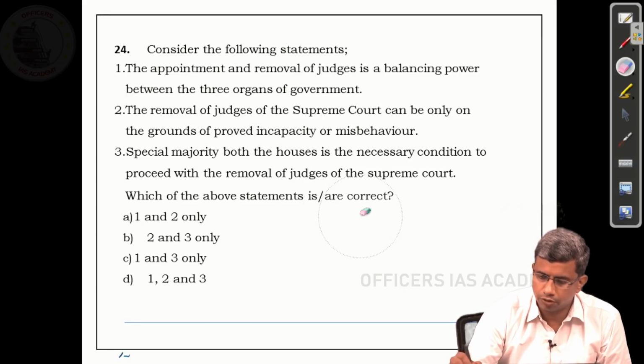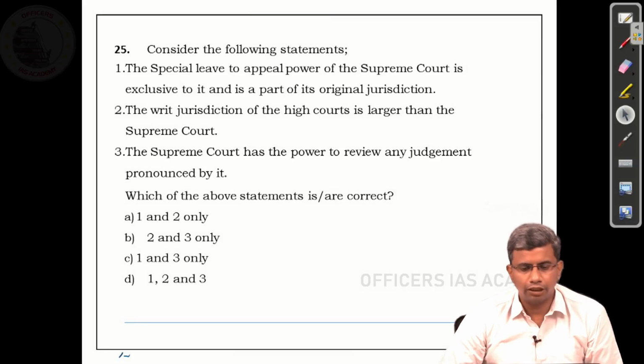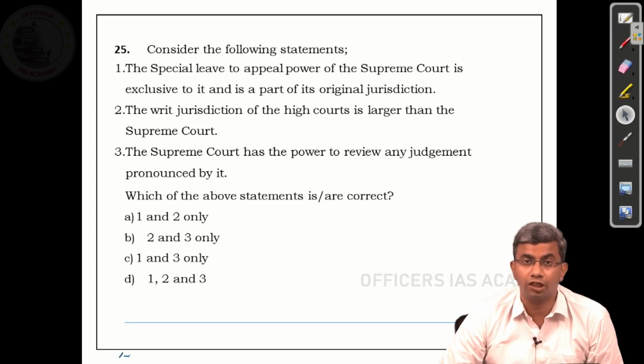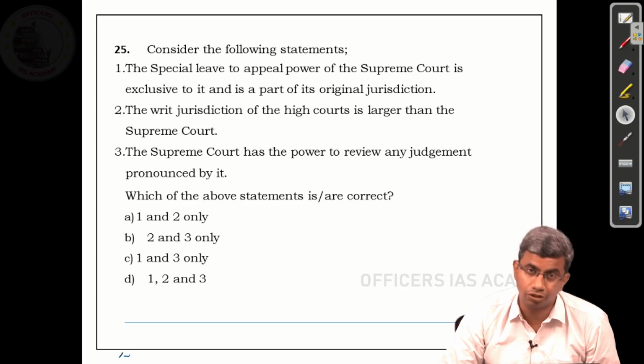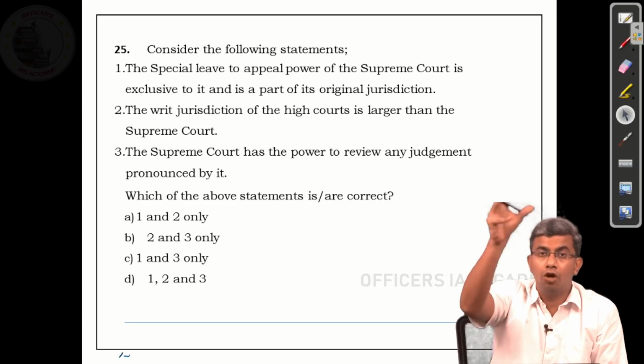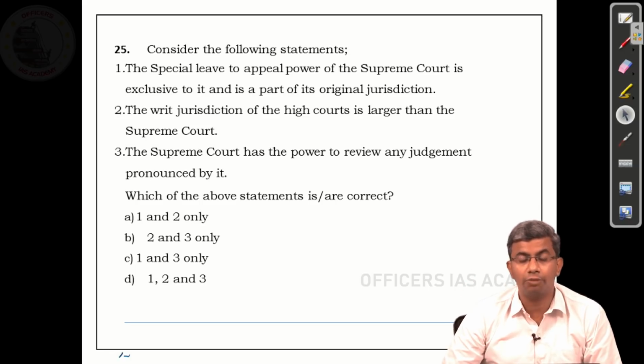Moving on to the next question. Consider the following statements. The special leave to appeal power of the Supreme Court is exclusive to it and is part of original jurisdiction. Of course, the special leave power is exclusive to the Supreme Court, but it is not part of original jurisdiction. It is part of its overall appellate jurisdiction. So the first statement is wrong.